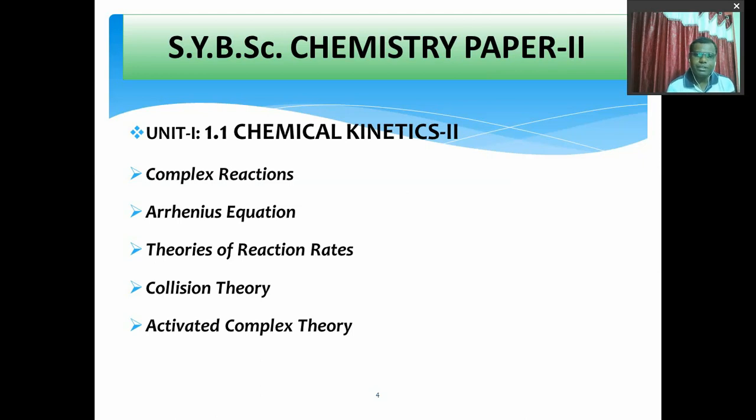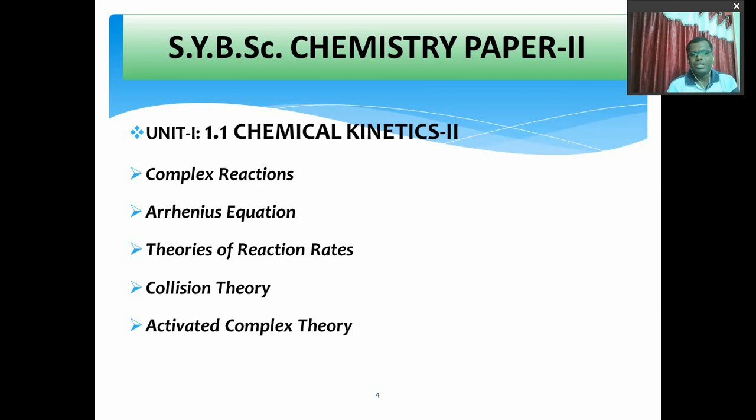Again, there are various theories which are able to explain the rate of different complex or chemical reactions. These are particularly called collision theory and activated complex theory. There are some drawbacks or disadvantages of collision theory which are overcome by another theory called activated complex theory. So in order to explain the rate of chemical reaction, we are going to discuss both theories, collision theory as well as activated complex theory.